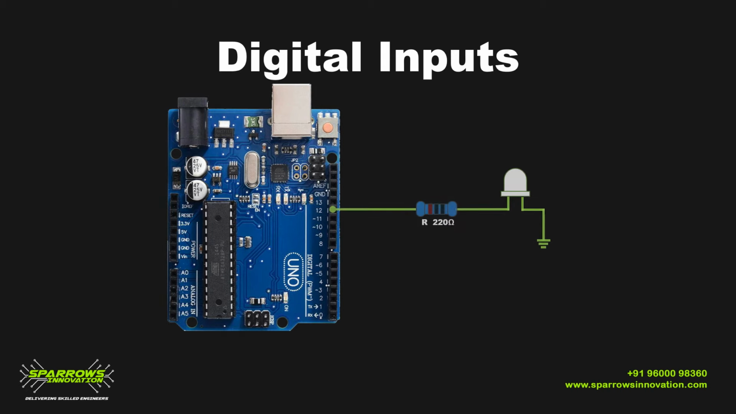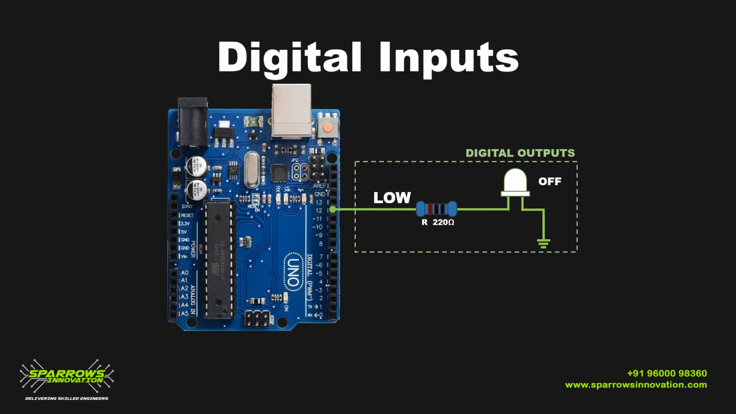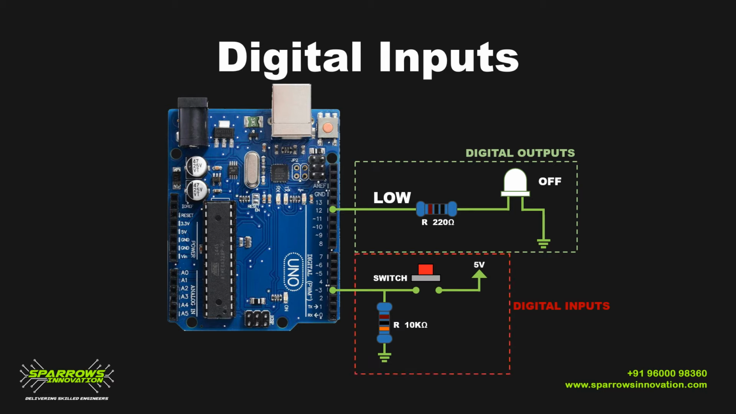Digital inputs. In the previous video we learned about digital outputs by using an LED. We did an LED on and off sequence and also an LED blinking sequence. In this video we are going to see about digital inputs. The digital pin of Arduino will be configured as a digital input here. We are going to learn how to configure that pin as a digital input.